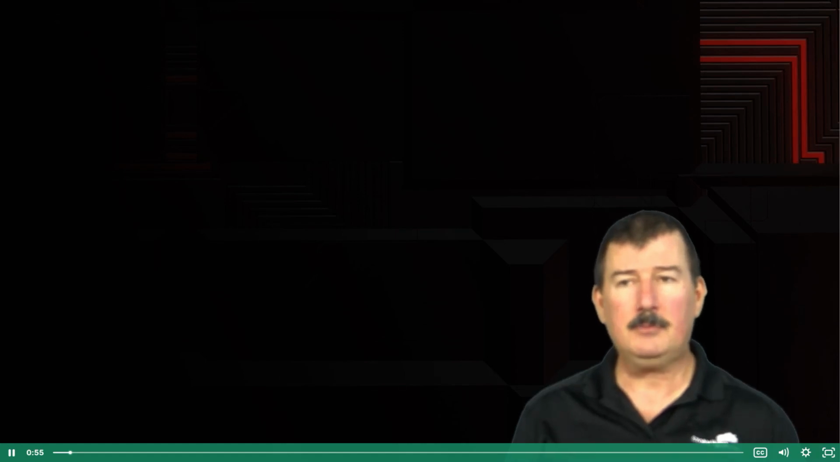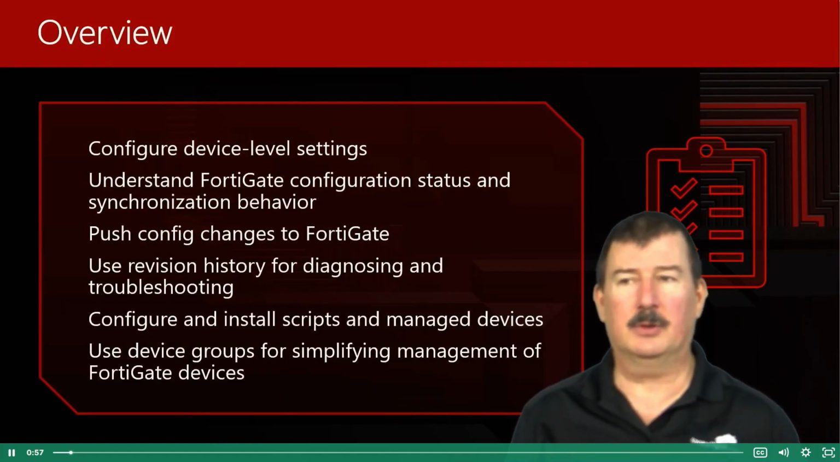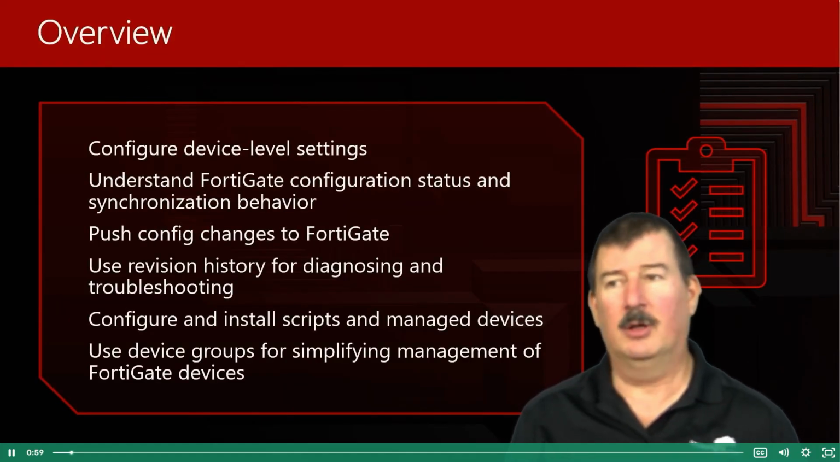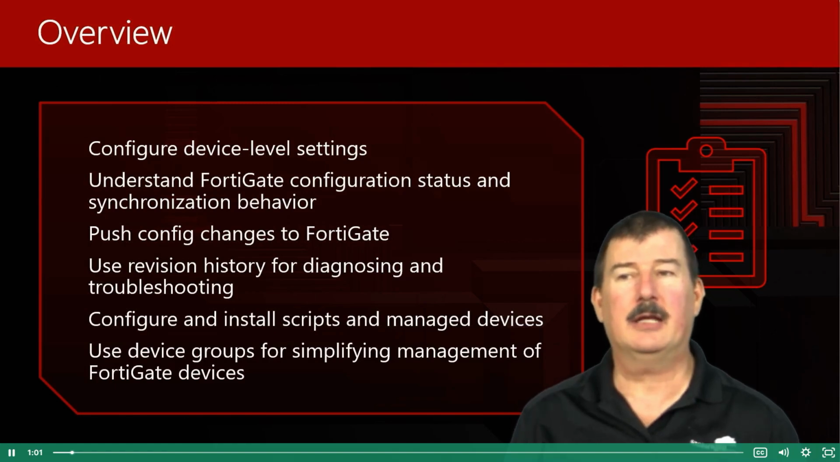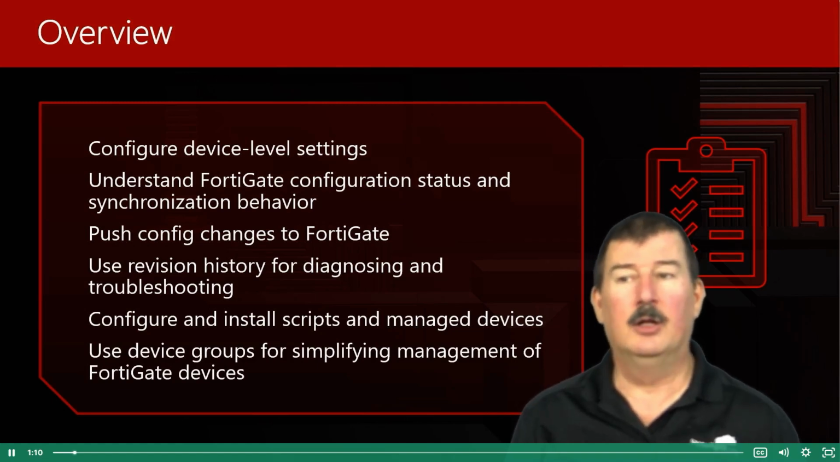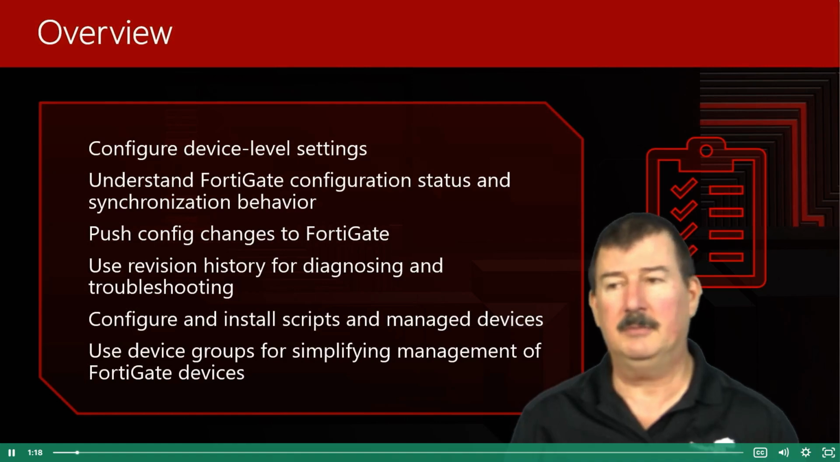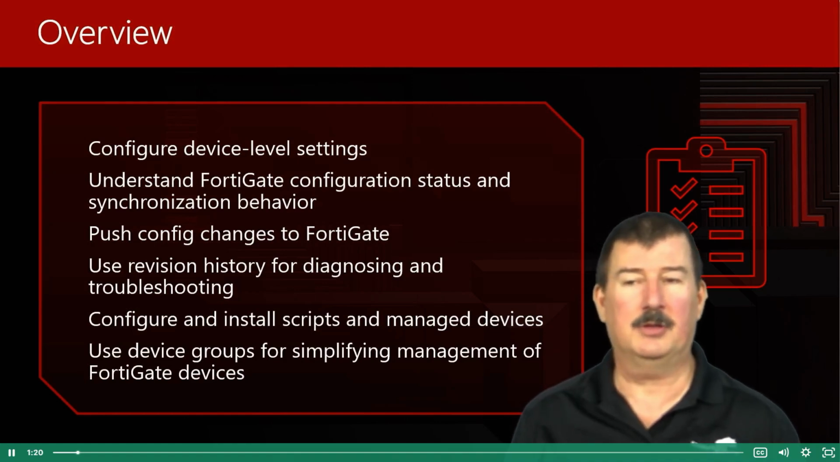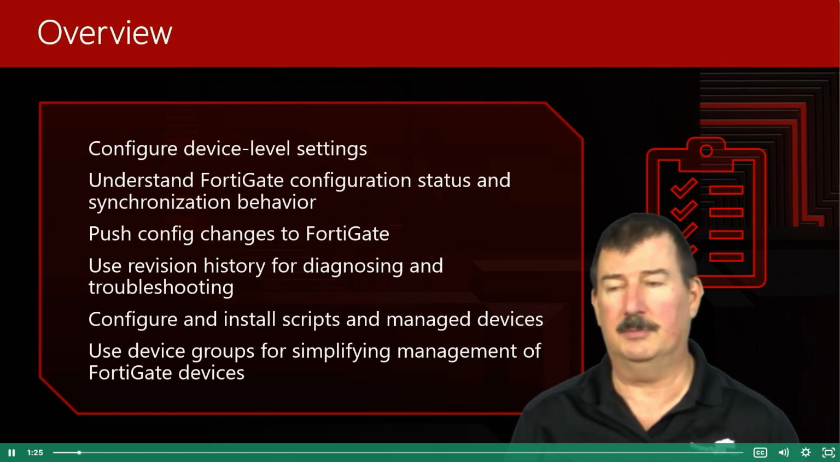So what we're going to do here is we're going to talk about some different device level settings. We're going to talk about how the FortiGate configuration status and synchronization works between the FortiManager and the FortiGate, how we can push changes from the FortiManager to the FortiGate, look at our revision history for diagnosing and troubleshooting, configure and install scripts on managed devices for those that use scripting, and understand device groups for simplifying management of FortiGate devices. And we'll talk about that here soon.